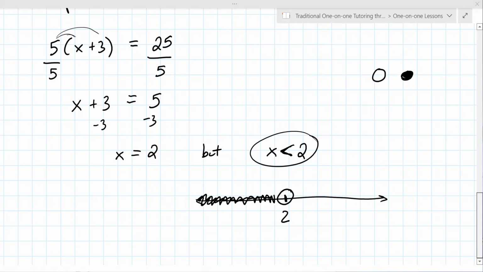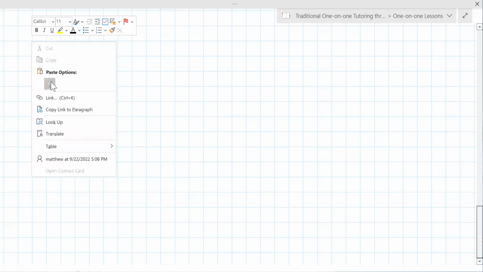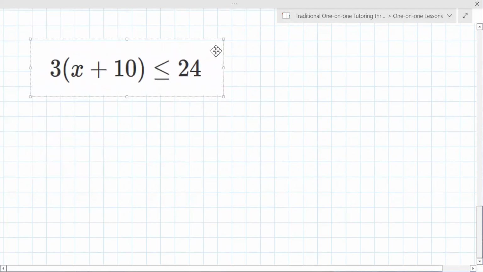All right, so let's do another problem here. This one's a little bit easier than the previous one. All right, so it says 3 times the quantity x plus 10 less than or equal to 24. The less than or equal to means that it's going to be a filled in bubble. And if you need to, you can always start the problem like that. You can say, all right, it's a filled in bubble. I'll go with that.